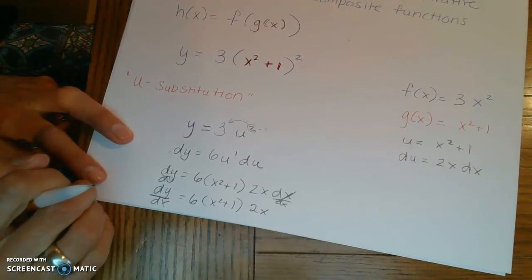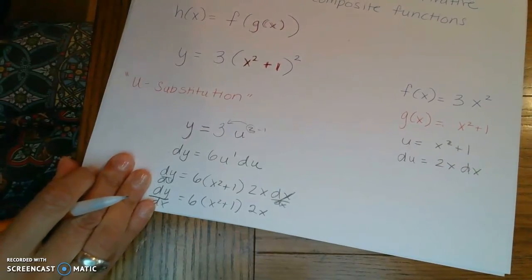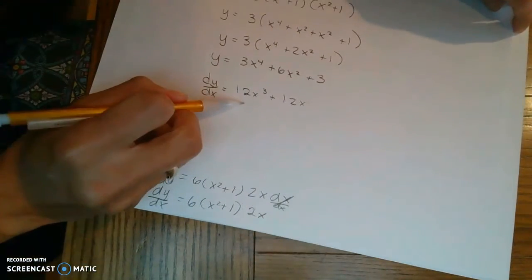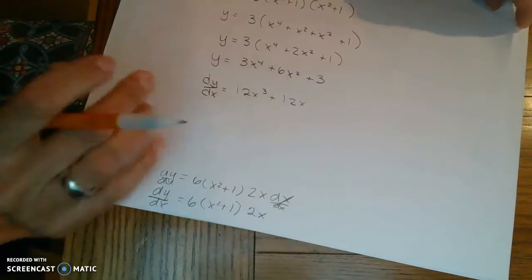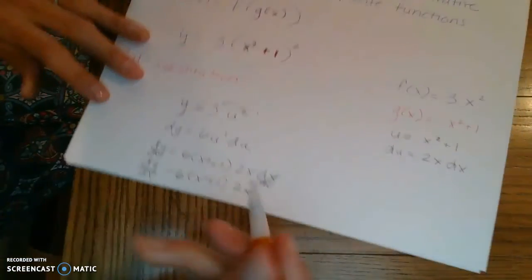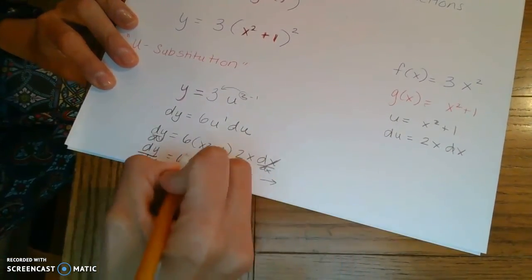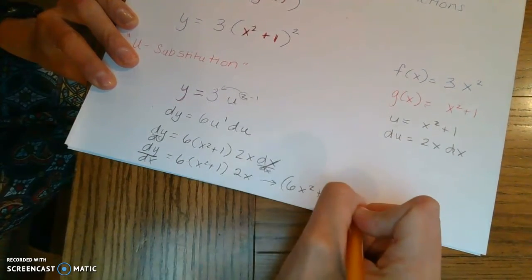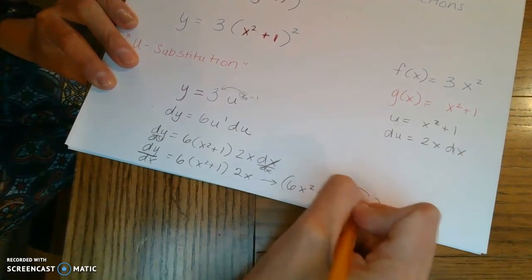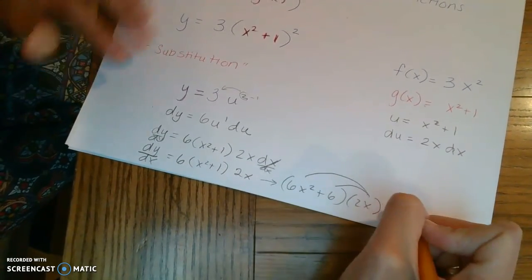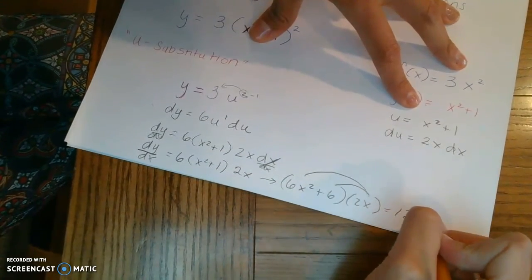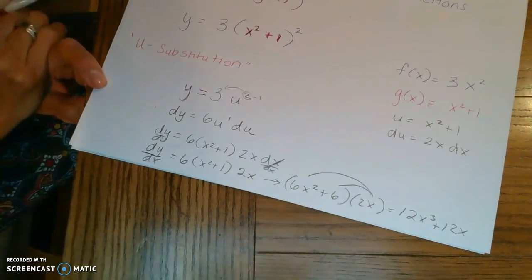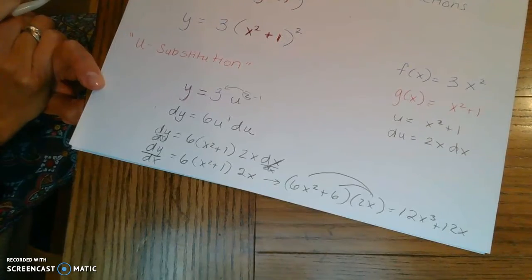And I'm questioning, is this the same answer as I just did in my last problem, where I got that the derivative was 12x cubed plus 12x? Well, let's see. Here, I can expand this and go ahead and distribute the 6 times x squared plus 1 and 2x, and then continue to distribute that, and I end up with 12x cubed plus 12x. And I see it's exactly the same thing, a lot easier. That is the chain rule.